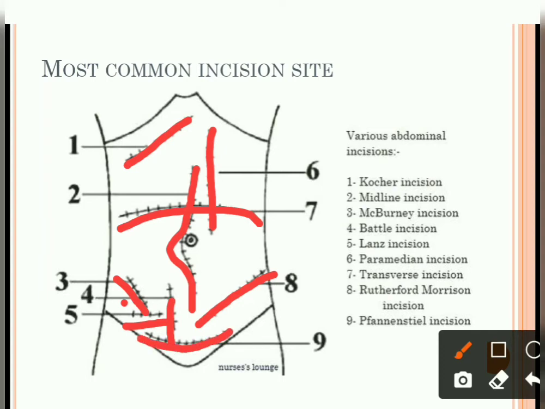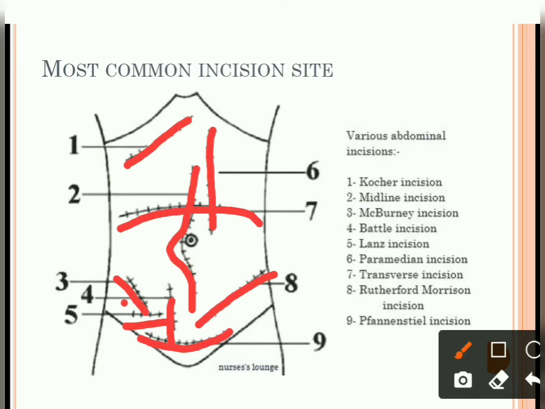Last, we have our Pfannenstiel-style incision. Your Pfannenstiel-style incision is also known as your low transverse incision, or pwede din siyang Kerr incision, pubic incision, and your bikini cut.